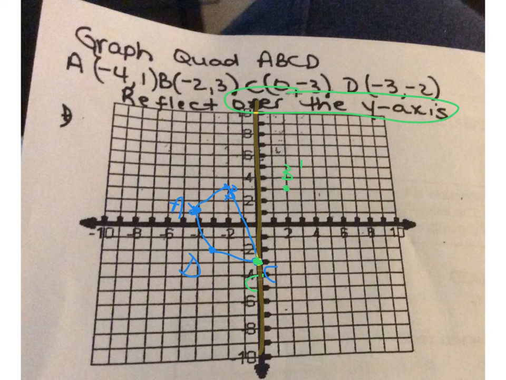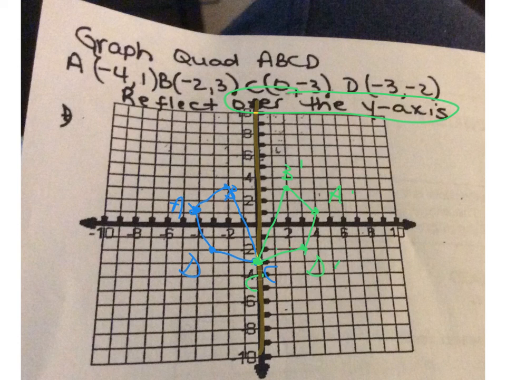Okay, D is 3 away from the y-axis, so 1, 2, 3. Here is my new D. All right, and then my A is 1, 2, 3, 4 away from the line. So I'm going to go 1, 2, 3, 4 and put my A prime. Okay, and notice I didn't do them in order. It doesn't matter, but I do want to connect in order. So I'm going to go A to B, B to C, C to D, and D to A.